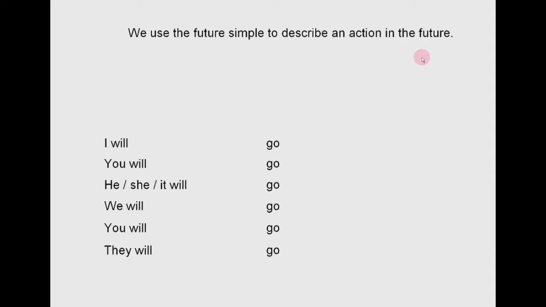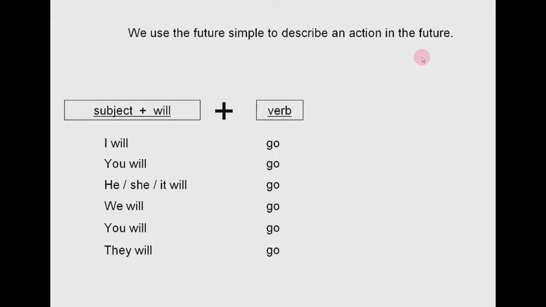So we can see that the future simple tense is made up of the subject followed by the word will, which is then followed by the verb. Okay, so for example, I will go. I is the subject, will, and then the verb.